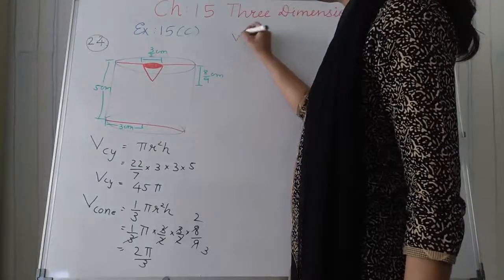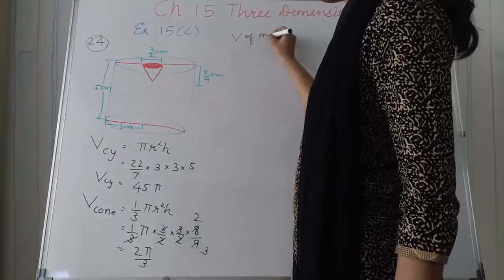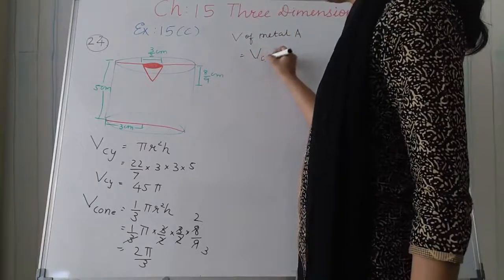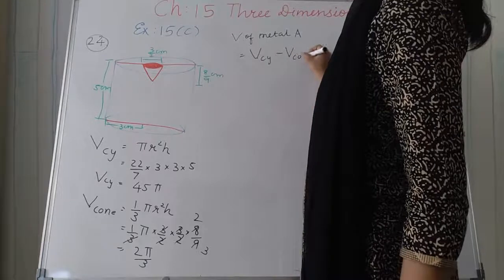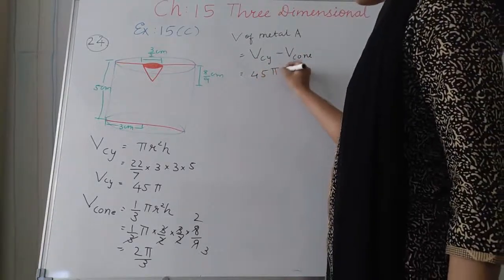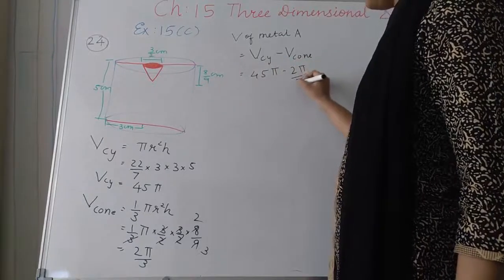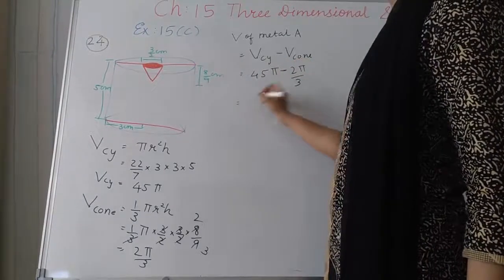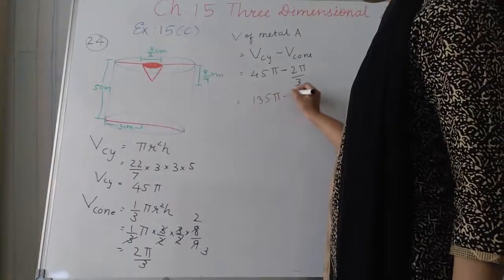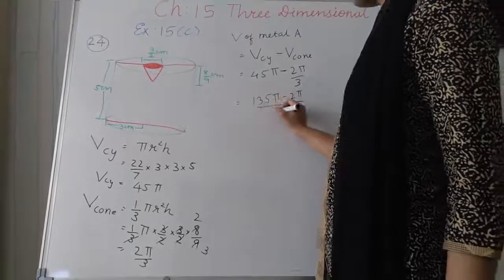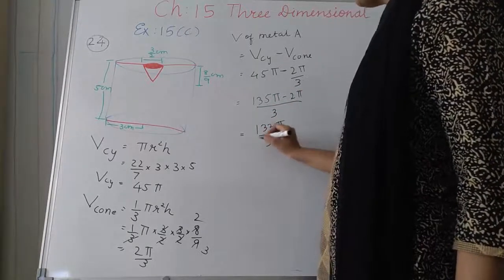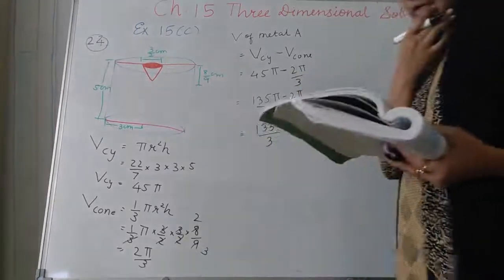So for volume of metal A is equal to volume of cylinder minus volume of cone. So volume of cylinder is 45 pi minus 2 pi by 3. So by calculating this, 135 pi minus 2 pi by 3. So it will be 133 pi by 3. So this is metal A we found.